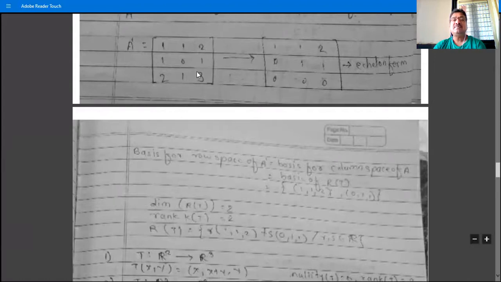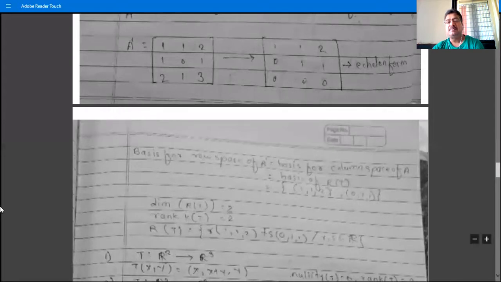And then we have to reduce this matrix to echelon form. So R2 minus R1, R3 minus 2 R1. After the calculation, we have this echelon form. The number of non-zero rows in this matrix is 2, and these 2 rows form the basis for the row space of A dash. So the basis of the row space of A dash is: in curly brackets, in round brackets, (1, 1, 2) and (0, 1, 1).